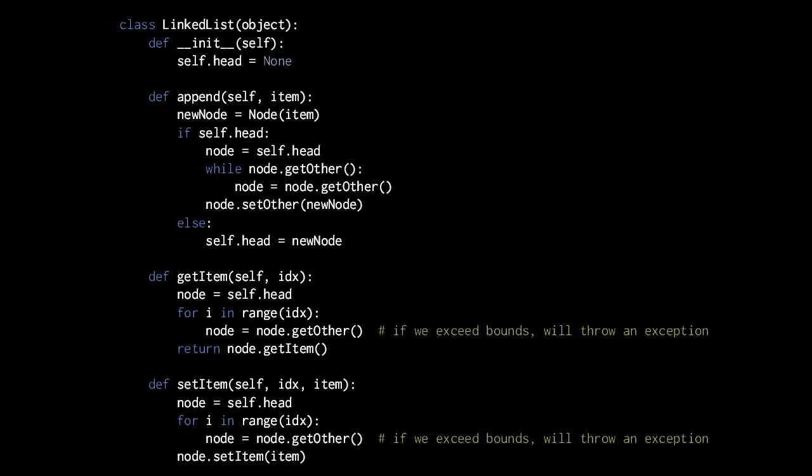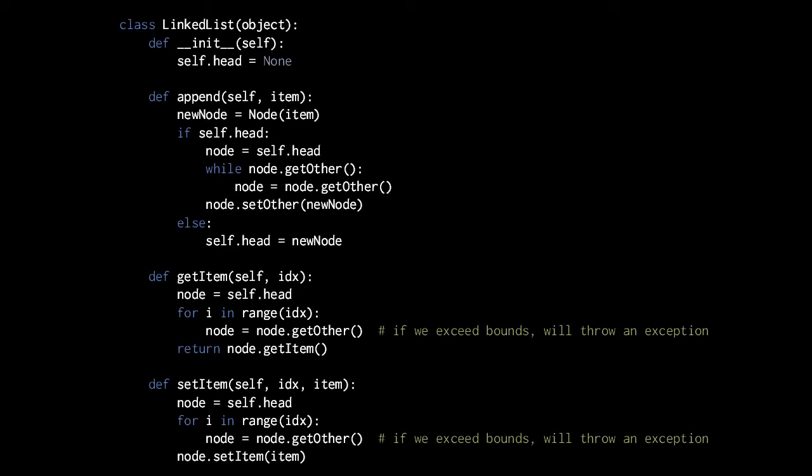Lastly, notice that the setItem method looks really just the same, except we're specifying an item parameter, and then in the last line we're not returning a value, we're just calling node.setItem and passing in the item. We use the same loop to find the node at a certain index, it's just we then use setItem instead of getItem once we find the node.